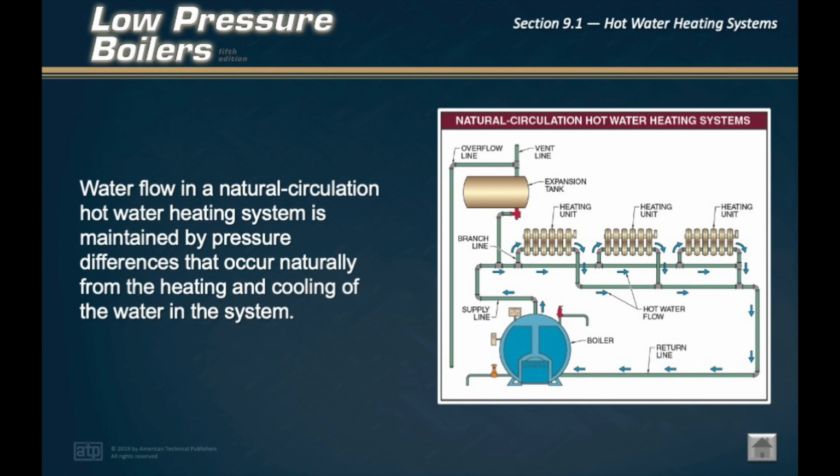An expansion tank is located at the highest point in the system and has a vent line open to the atmosphere to release pressure. Excess water in the system is discharged through an overflow line.